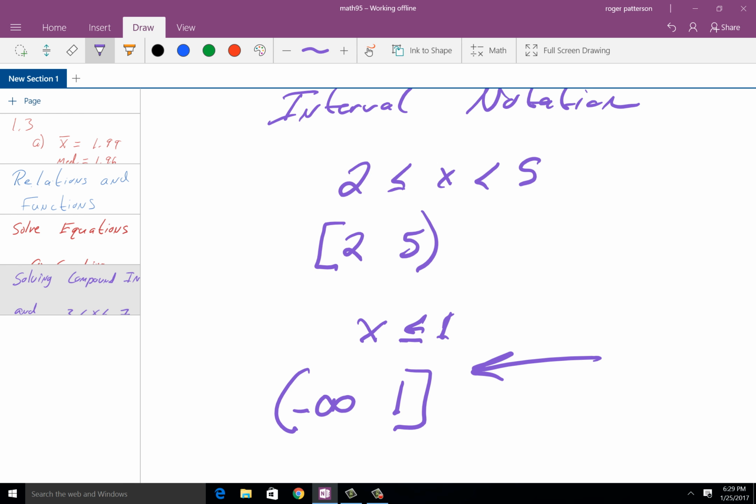On the flip side, if you had x is greater than 2, then you're going in a positive direction. So it would be parenthesis 2, because it's not equal, to positive infinity with a parenthesis. And you don't have to put a plus sign on the positive infinity because, just like a number, it's said to be positive. Any questions on that right there? I think most of you are pretty good with that.